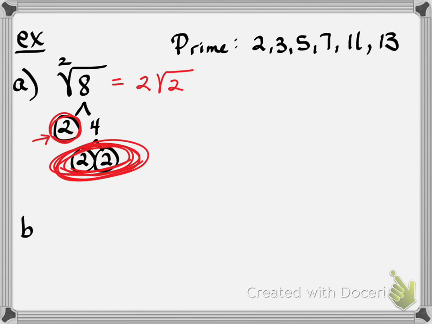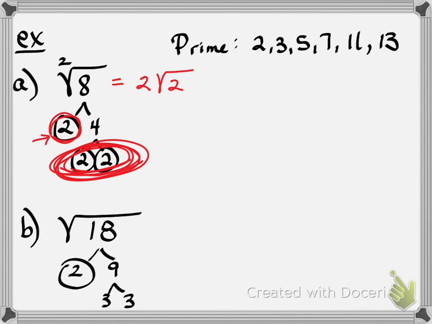All right, B. Let's do the square root of 18. 18's not on our perfect square chart, so we have to break it down. Okay, so we've broken 18 down to primes, and then, oh look, there's a pair of 3s. So that 3 has a friend. They get to come outside of the radical, but this 2 has to stay underneath.